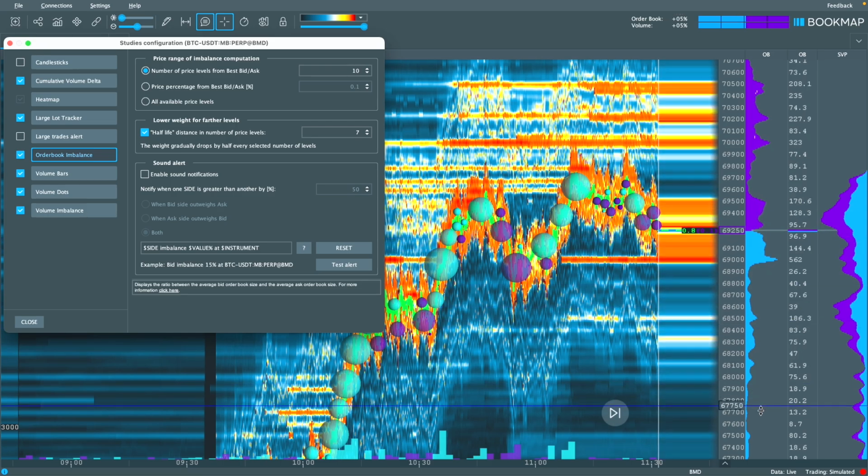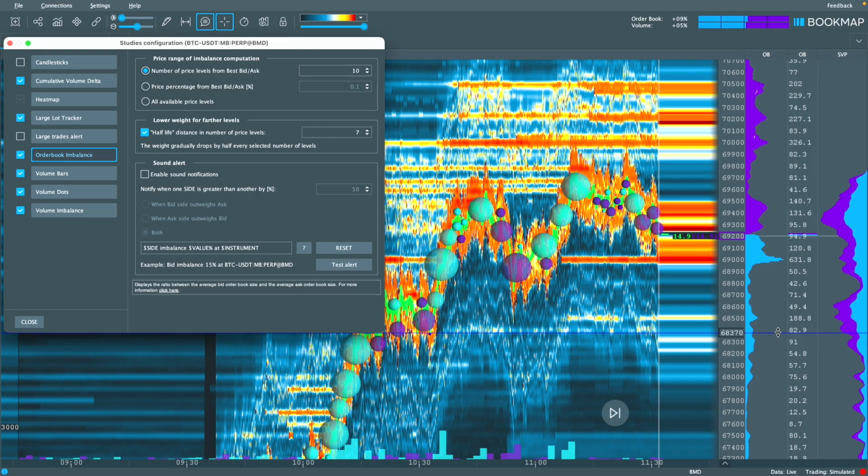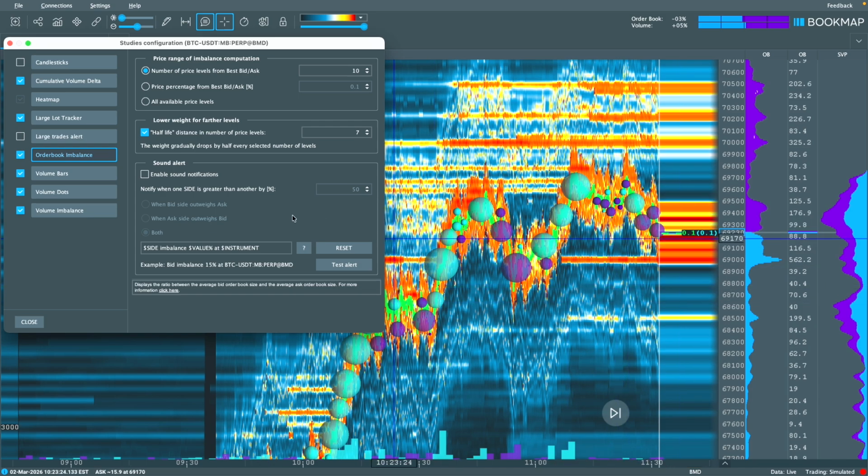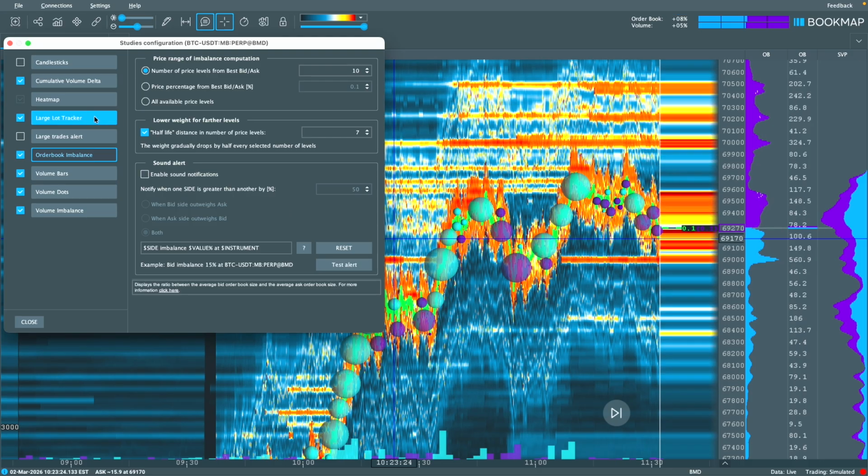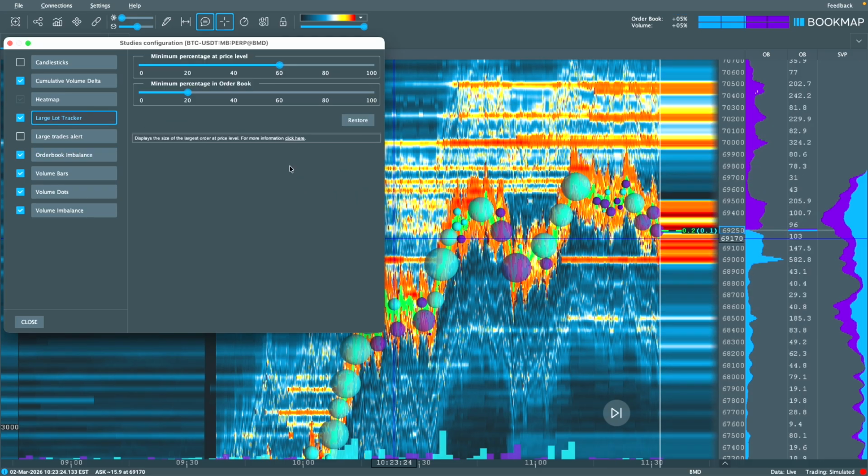By reducing the influence of distant liquidity, the indicator gives a more accurate representation of the true balance between buyers and sellers at the levels that actually matter. This prevents the distant liquidity from distorting the reading and ensures that the imbalance reflects real, actionable market structure near price. Next, let's look at the large lot tracker.